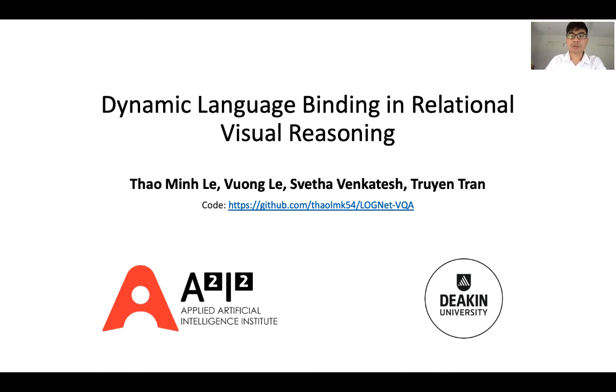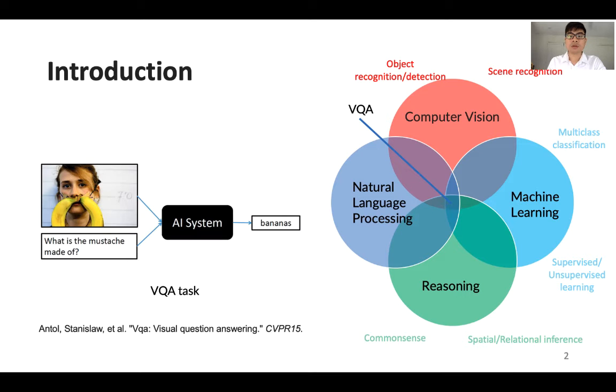I'm pleased to present our paper titled Dynamic Language Splitting in Relational Visual Reasoning. This is a joint work with Vương Lê, Sveta Venkatesh, and Chun Chan at Deakin University, Australia. Our paper studies the problem of visual question answering.